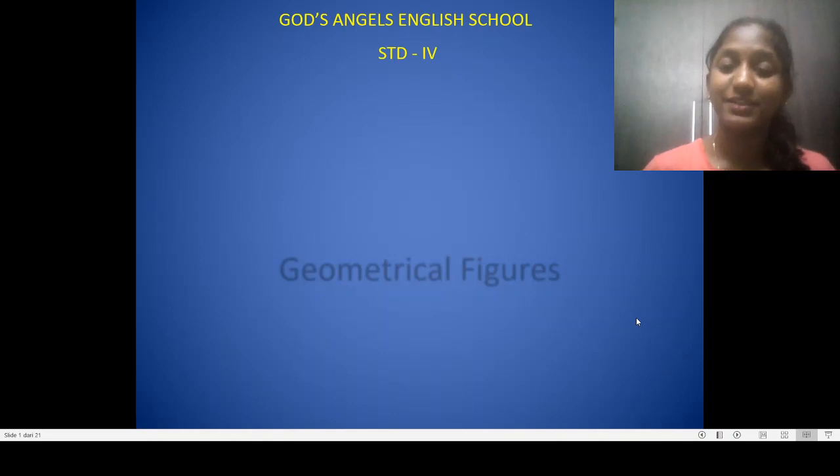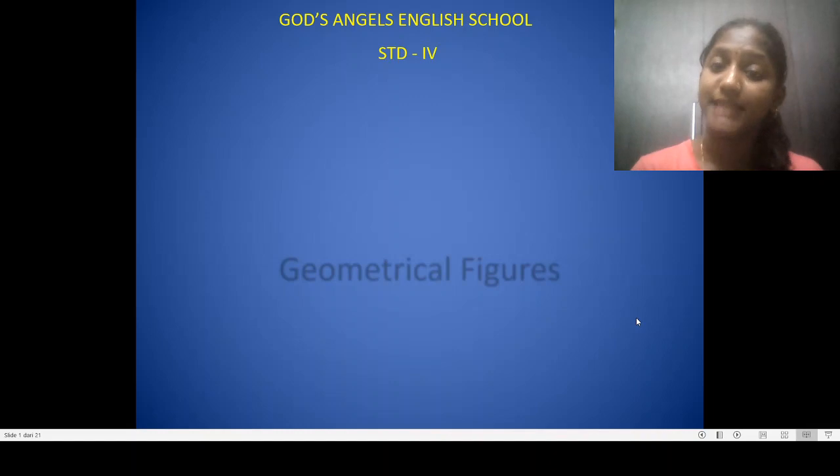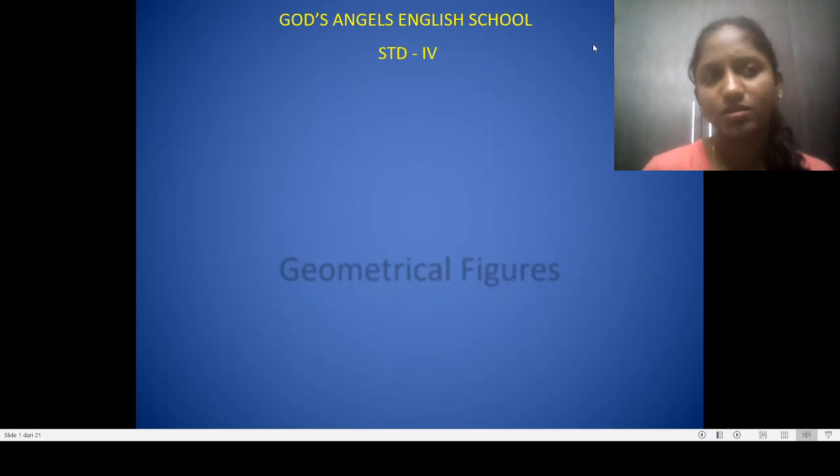Hello students, we are starting with the new subject, that is maths. In maths we are going to do geometrical figures, which you have already done in second and third standard.